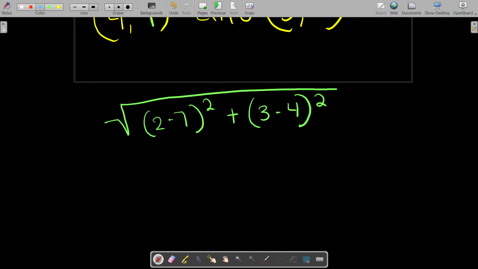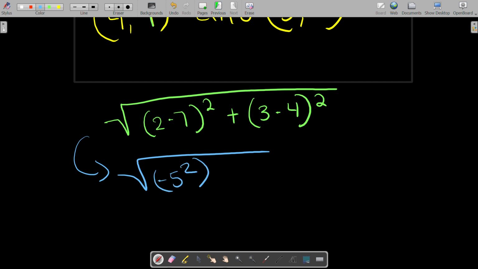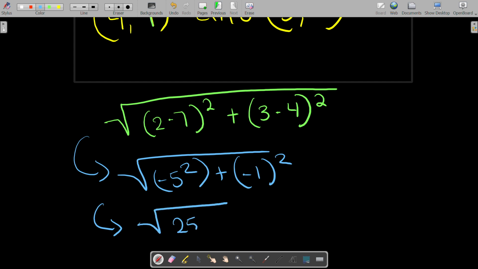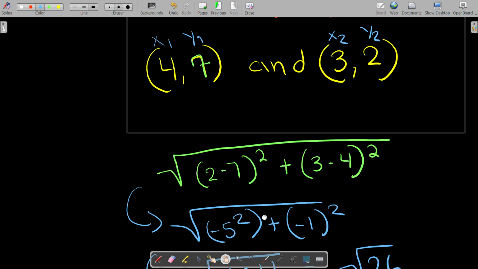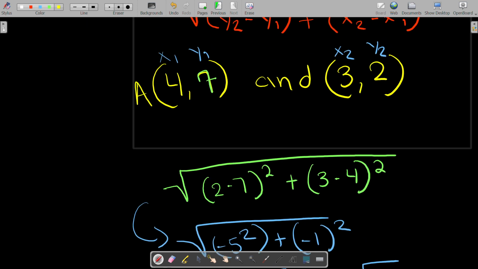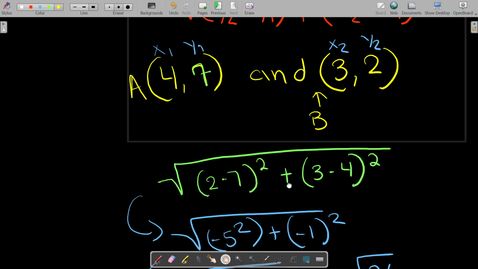Okay, now let's just simplify this. This will be equal to the square root of 2 minus 7, which is negative 5, squared, plus 3 minus 4, which is negative 1, and then squared. If we simplify that more, we get the square root of 25 plus 1, which is equal to the square root of 26. So this is the distance between the two points, point A and point B.